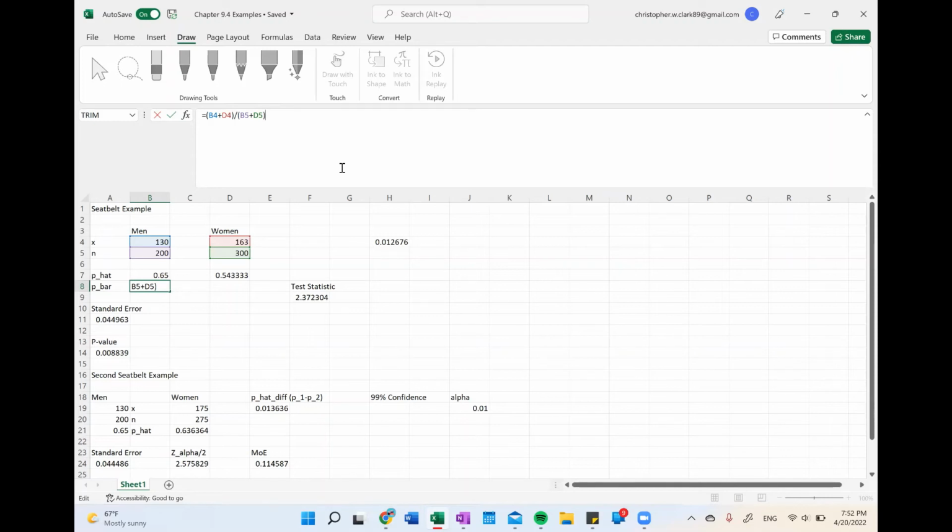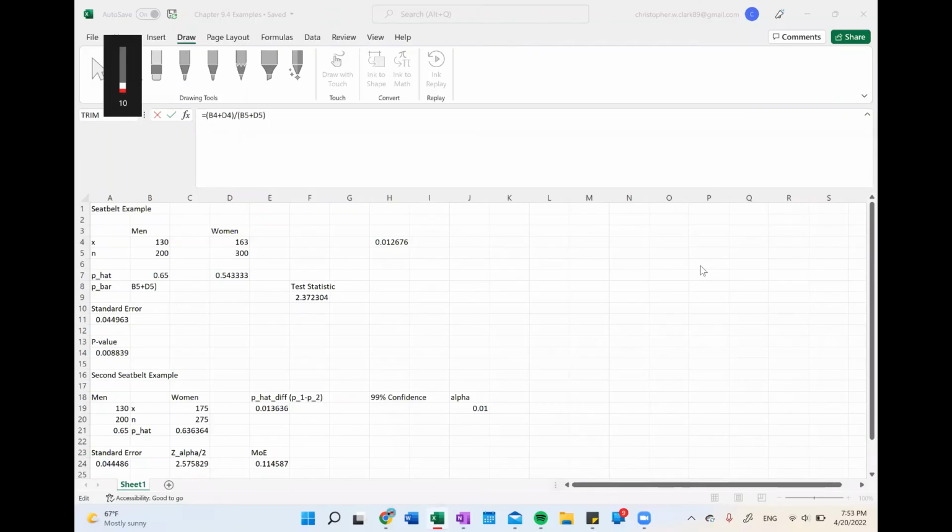Now divide them, right? So we want to make sure that our parentheses are correct.